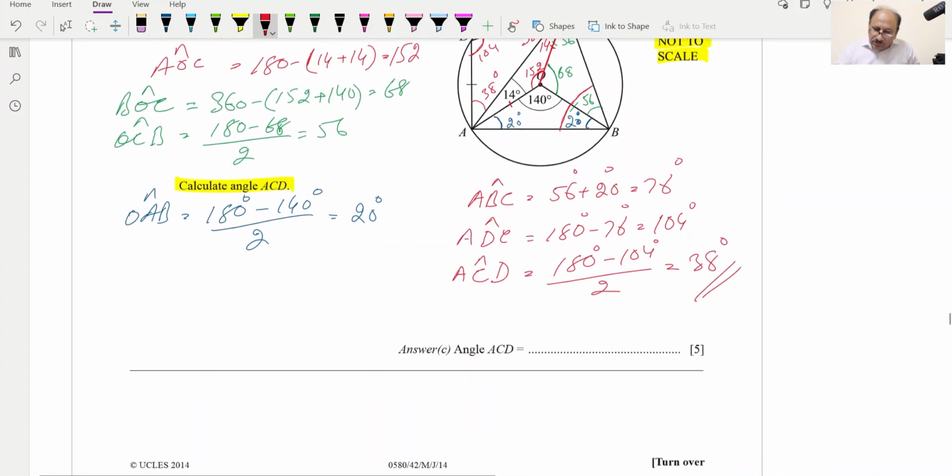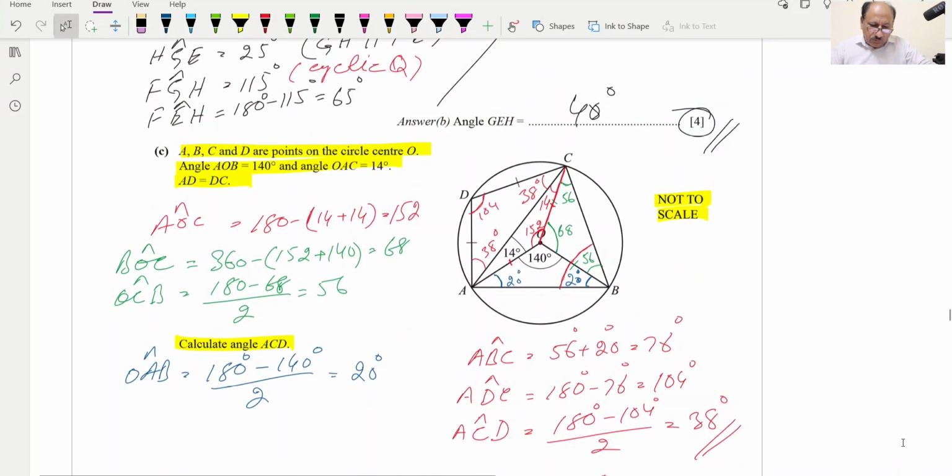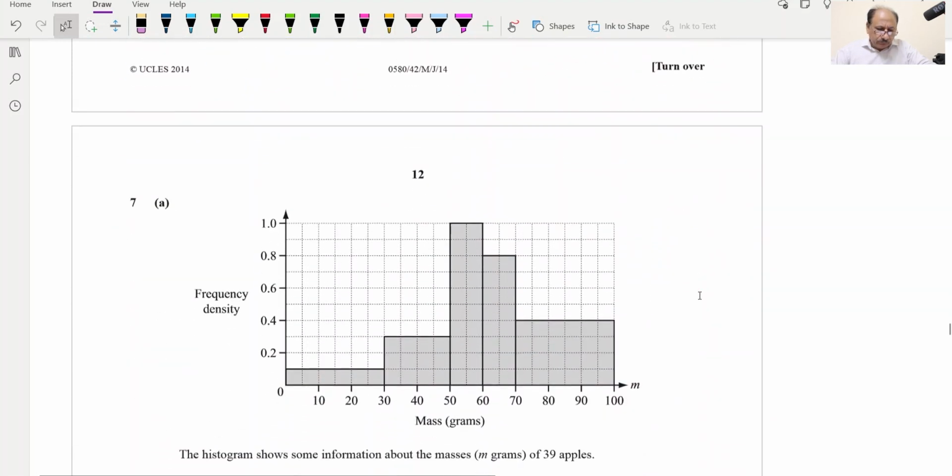Hopefully you understood. This is a 5-mark question which we are done, and we have provided the steps of working also. Everything is done. Hopefully you understood this.